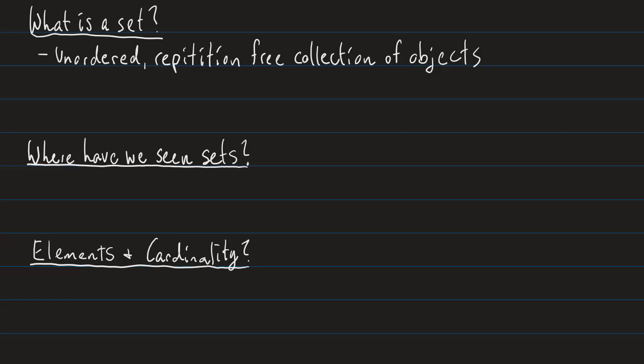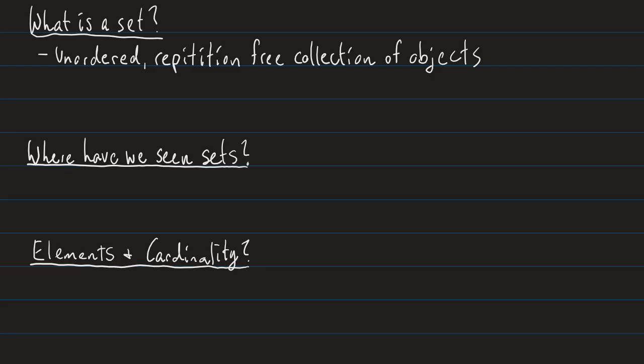All right, last time on discrete math, we were learning about lists, but now we're going to learn about sets. And there's two very key differences between lists and sets. So what is a set? A set is an unordered, repetition-free collection of objects. Now, unordered and repetition-free are the important parts.